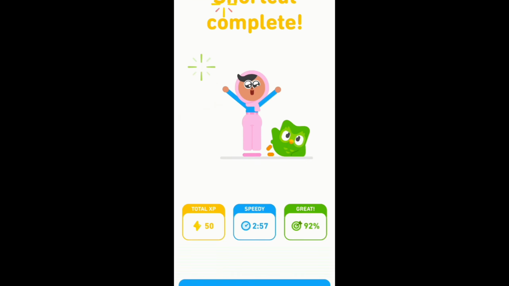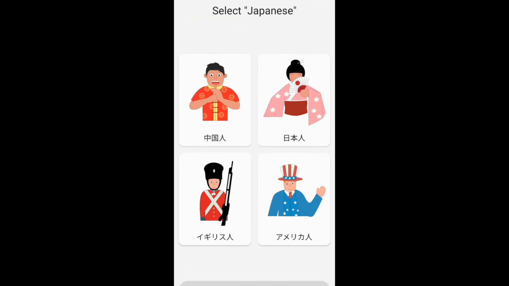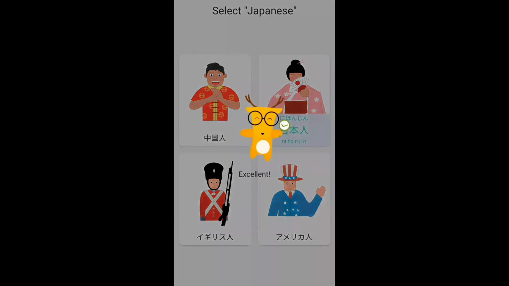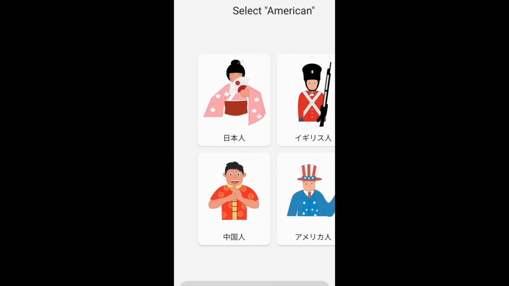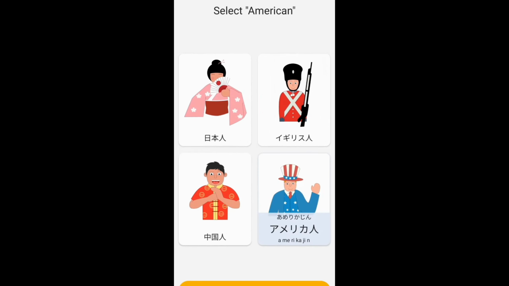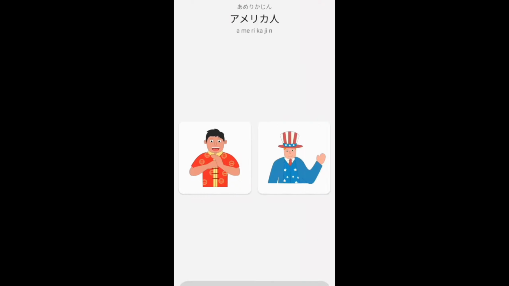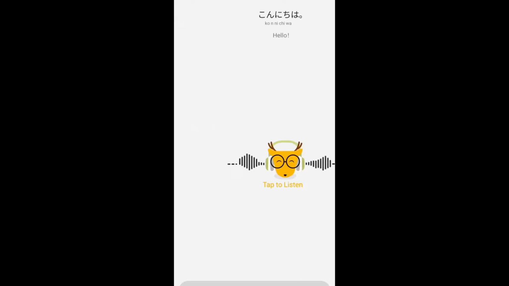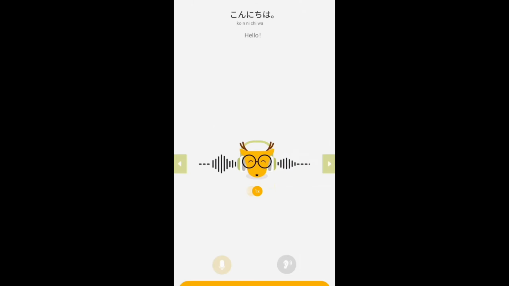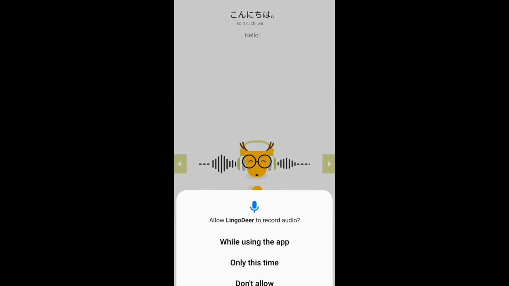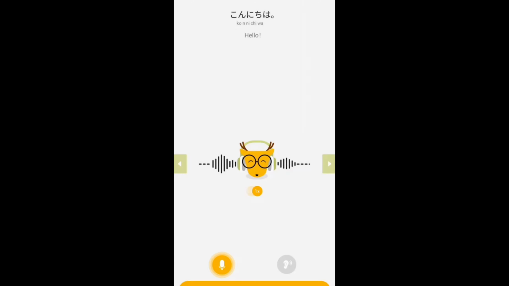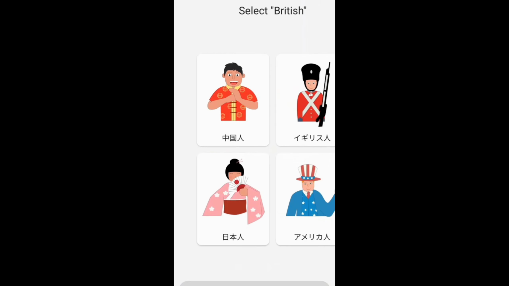So, finally, we're going to go on to Lingodeer. So this is Japanese, Nihonjin. Okay, Nihonjin. America-jin, that is American. Nihonjin is Japanese. Well done. Is, yes, American. Konnichiwa is? Hello. Konnichiwa. Hello. So can you practice saying konnichiwa? Can you say konnichiwa? Great.